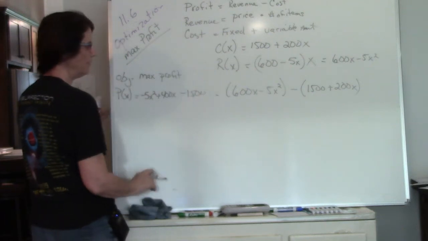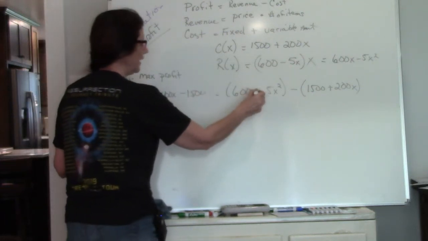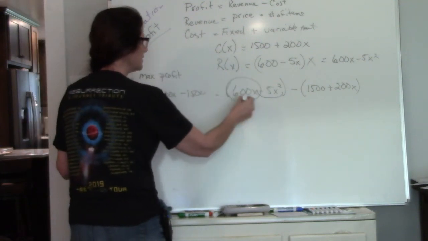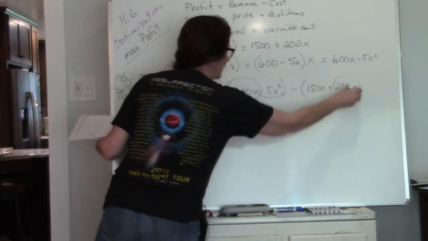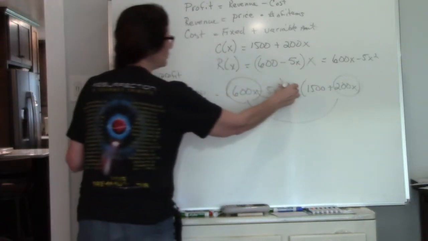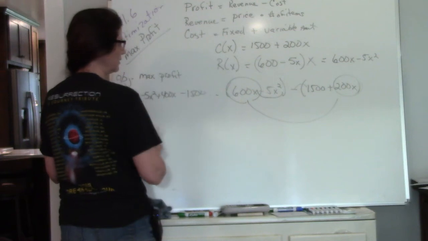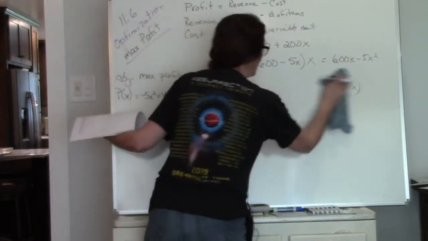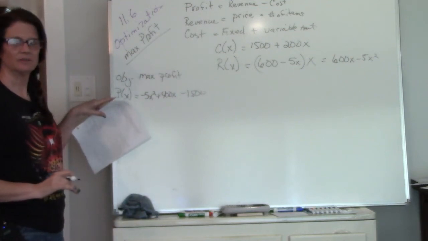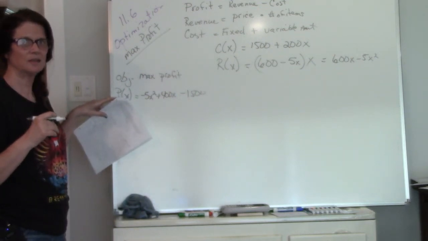So there is our profit. Here's where I got this: negative 5x squared, and then 600x minus 200x gives me 400x, and pushing the negative through is where I get the negative 1,500. Okay, we have our objective. All of that was just to get the objective.